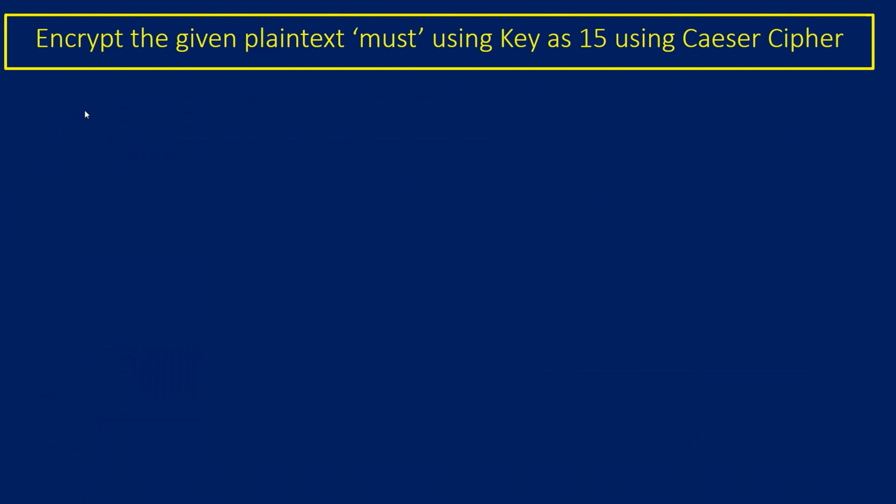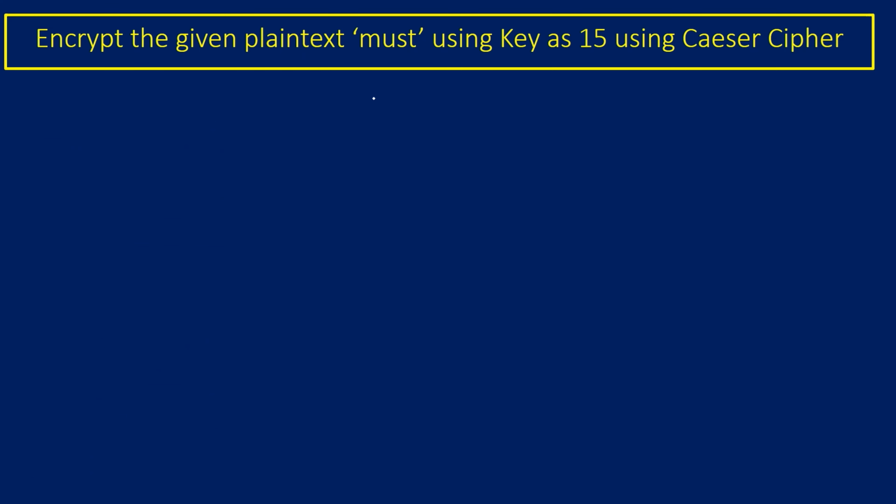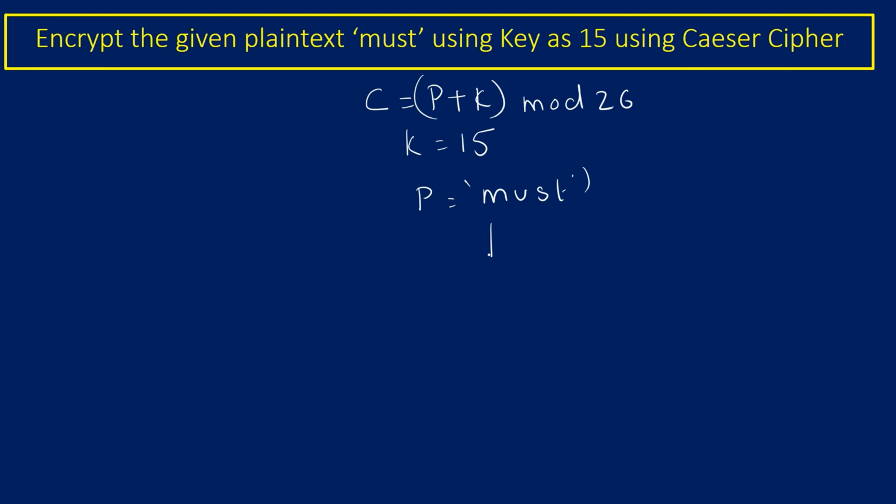Let us now see this question. Encrypt a given plain text MUST with key 15 using Caesar cipher. As discussed in previous videos, step 1 is to use the mapping table. Since the encryption algorithm that we are using is C = (P + K) mod 26, and the key that is given to us is 15 while the P is the letter MUST, the first step is that we have to map each of these letters to numbers.